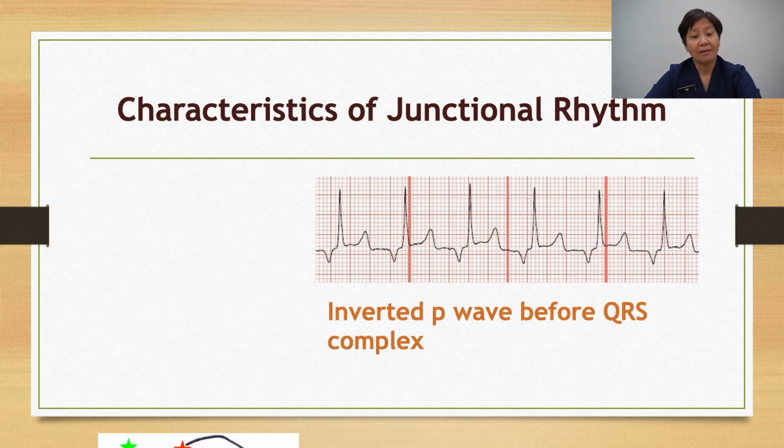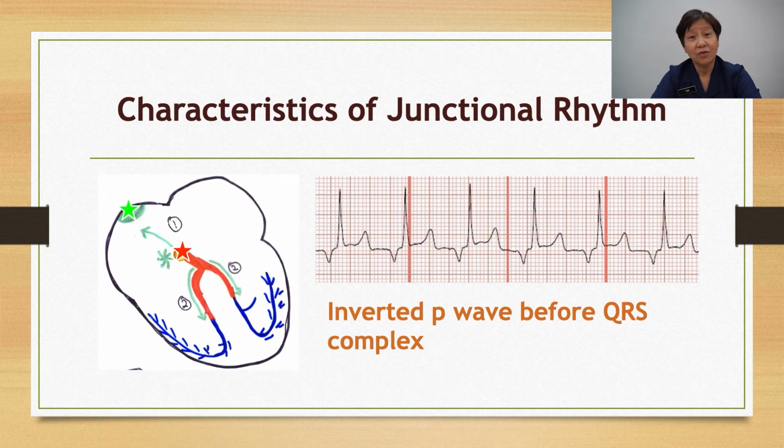Okay, why did it happen? Remember, the AV node also includes the bundle of His. So if the pacemaker started from the proximal part of your AV junction, as shown in the graph, the pacemaker will start to fire and it will retrograde depolarize the atrium. Therefore, you have the inverted P before the QRS complex. Clear? Okay, see the graph?